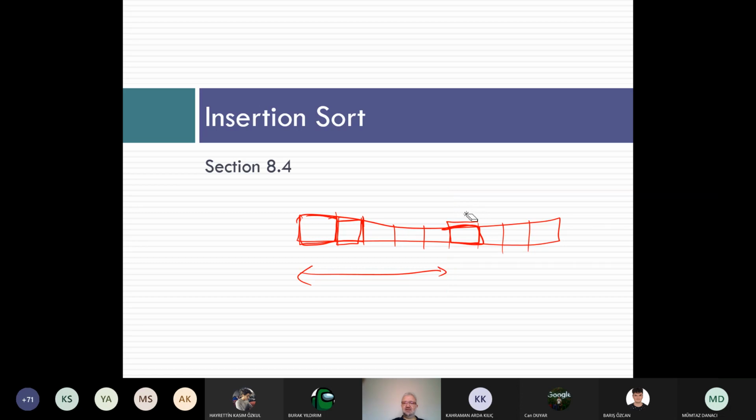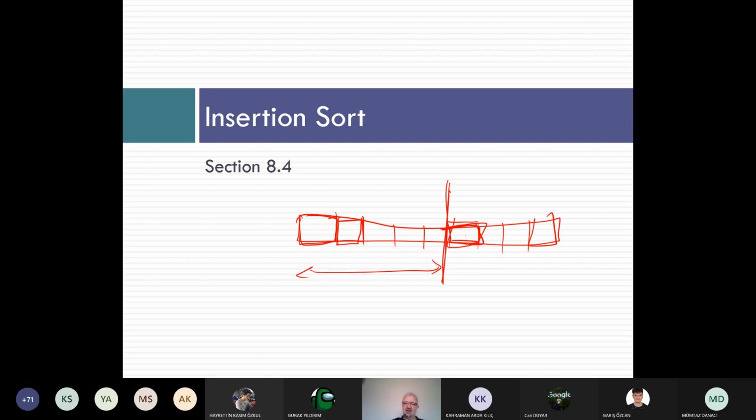So at last, we have sorted everything until the last element, and after inserting the last element in this sorted sequence, the whole array will be sorted. Okay, but how are we gonna insert this element in the sorted sequence? These are sorted, and we have to insert this element. How we are gonna do it?